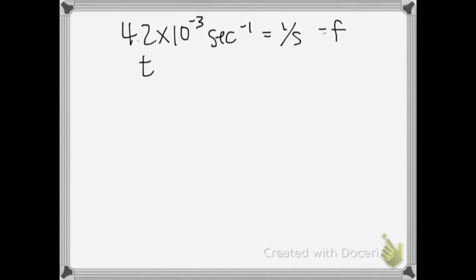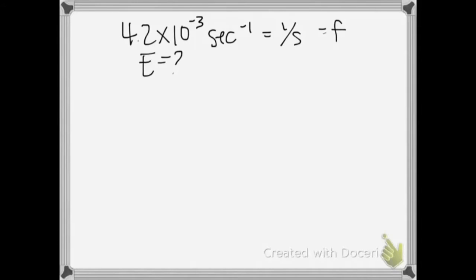Okay, it says calculate the energy of a wave having a frequency of 4.2 times 10 to the negative 3rd seconds to the negative 1. Okay, seconds to the negative 1 is the same as 1 over seconds. Okay, and that is one of our units for frequency. Okay, and it says in the problem that this is the frequency. Now I need to know what we're looking for. It says calculate the energy. So that's my question mark.